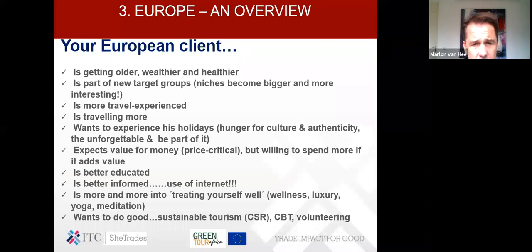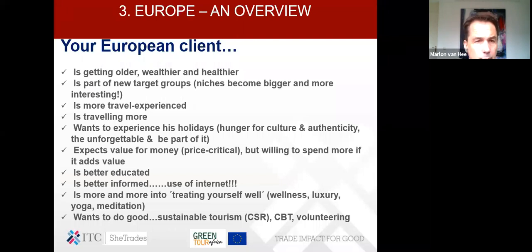One trend, we will look at that later on, is treating yourself well. Wellness, luxury products, yoga, meditation. These are activities that are really growing and growing. And the willingness to do something good, so to leave a positive impact on the holiday destination. So then we're talking here again about sustainable tourism, community-based tourism, volunteering tourism, things like that.